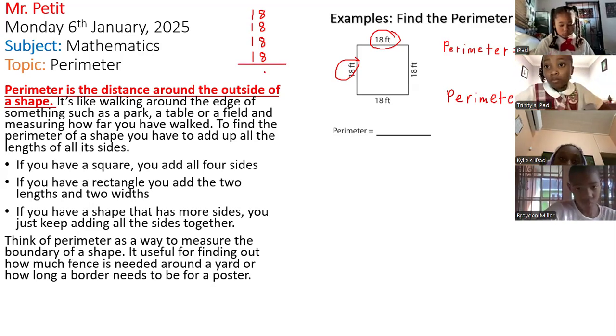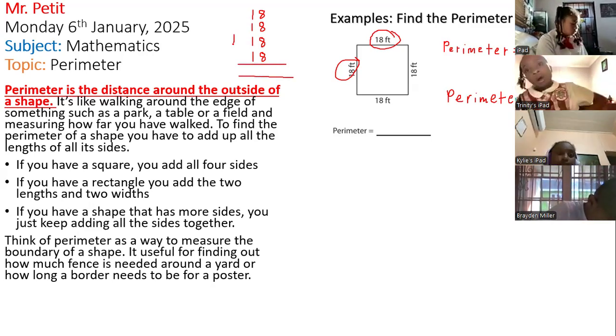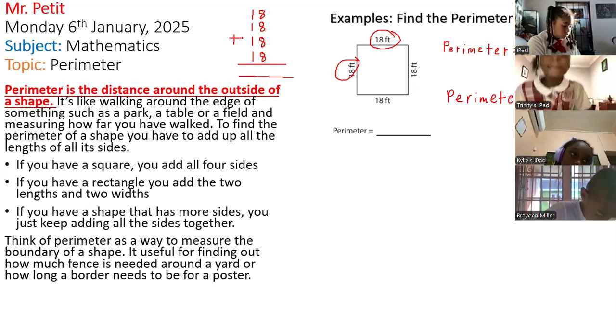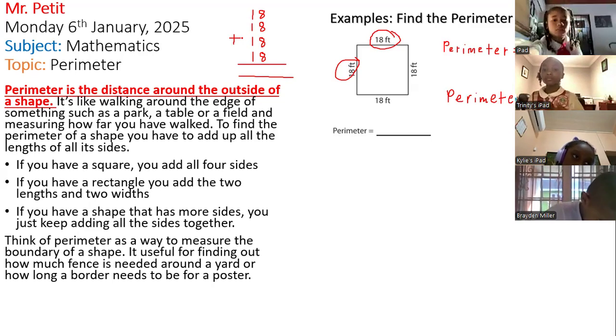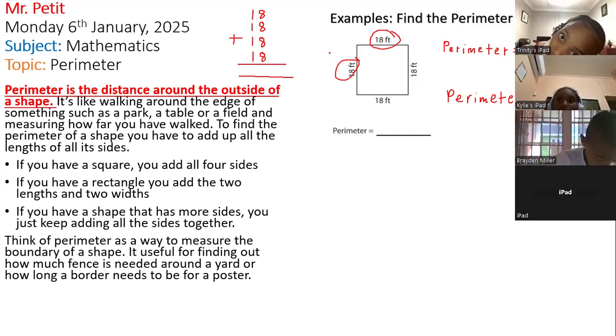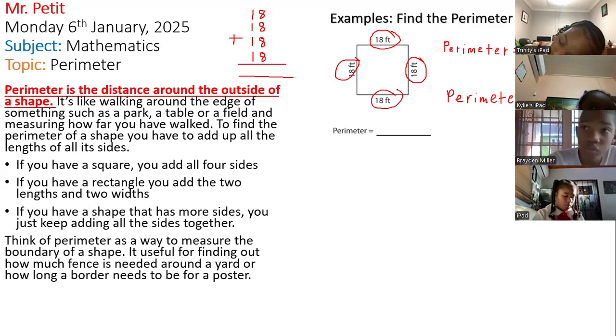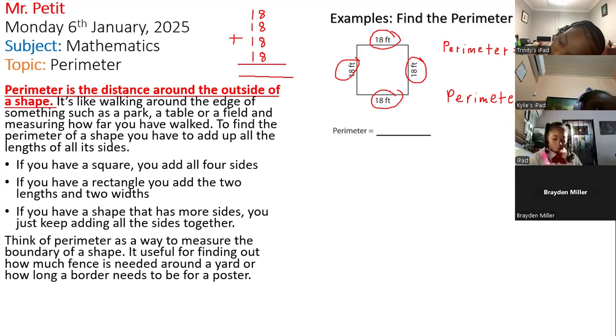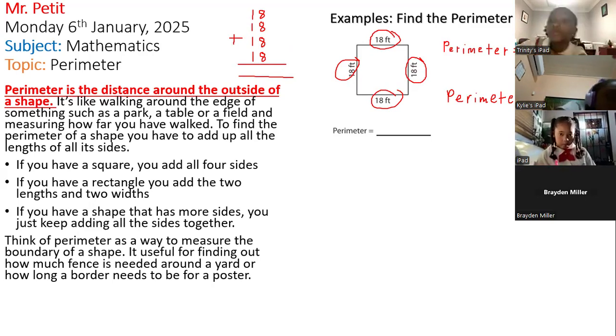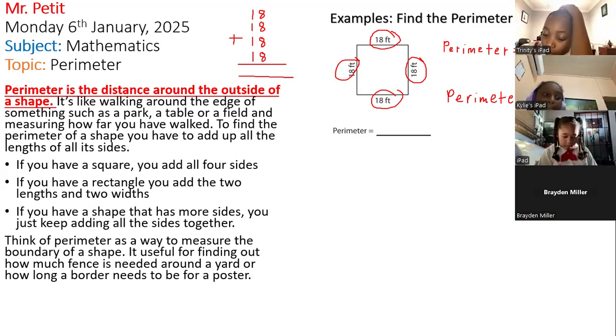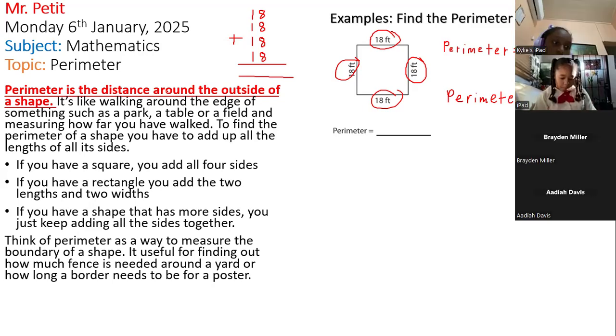I have a question. Go ahead. When you're finding the perimeter, can you multiply too? Yeah, you could do 18 times 4 if you want to do it like that. But you can only do that if it's equal sides. So for a square, you could do that. For a rectangle, you have to do twice the length, twice the width, and then add them. Only if they have equal sides, then you could multiply so you get the answer quickly.